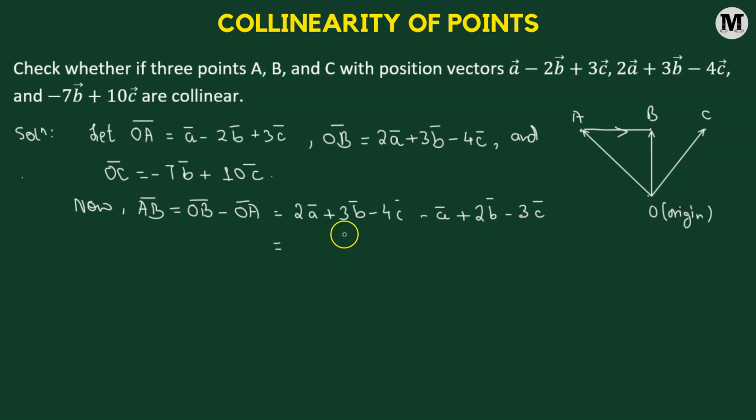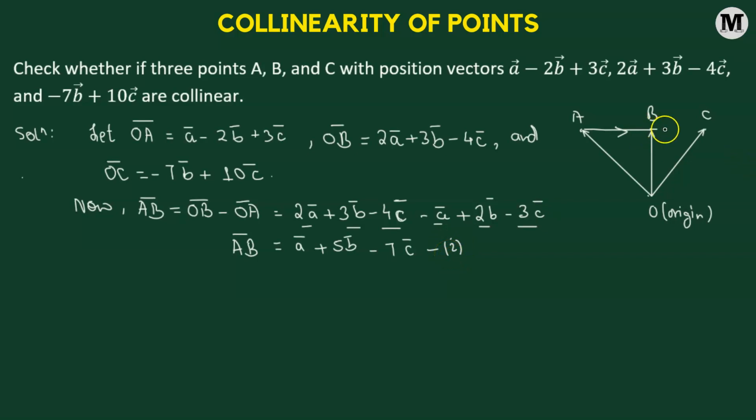Now let's simplify this by combining all the like terms. So 2A vector minus A vector will be positive A vector. 3B vector plus 2B vector will be positive 5B vector. Then we have negative 4C vector and negative 3C vector, which will be negative 7C vector. So this is going to be our vector AB. We're going to label this as number 1 and keep it aside for the time being.